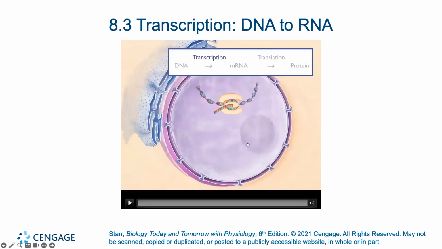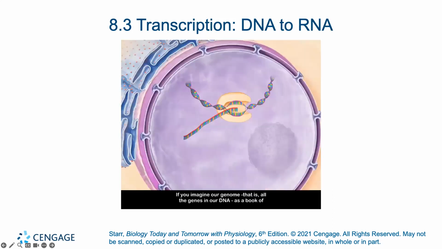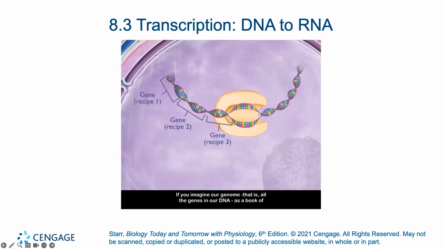Let's take a look at transcription, which is taking DNA to RNA. Transcription is the process in which DNA is used as a template to produce a type of RNA called messenger RNA or mRNA. If you imagine our genome, that is, all the genes in our DNA, as a book of recipes in which each recipe is a gene that carries out the instructions on how to synthesize proteins, then transcription copies one of those recipes from the cookbook onto a Post-it note. The Post-it note with the copied recipe is the messenger RNA.